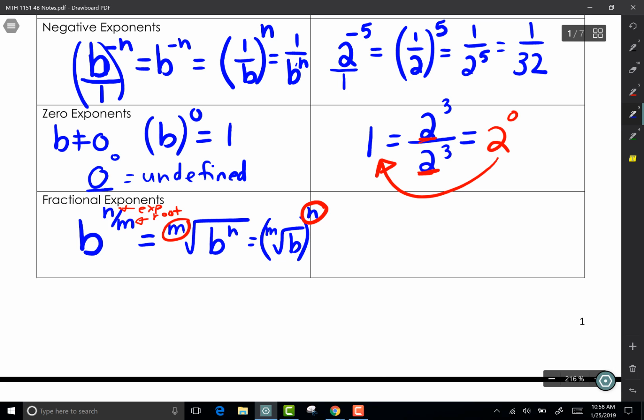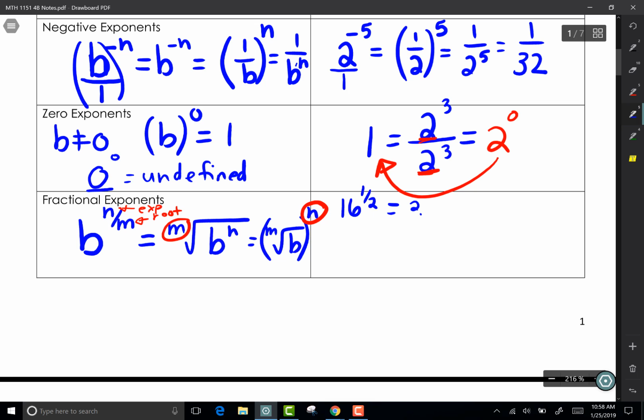Okay, so I'm going to give you 2 examples since you might not be as comfortable with this. The first example is 16 to the power of 1/2. Remember, the bottom number in the fractional exponent means the root. So this says I'm going to take the square root of 16 to the first power. The square root of 16 is 4, and then I raise 4 to the first power.